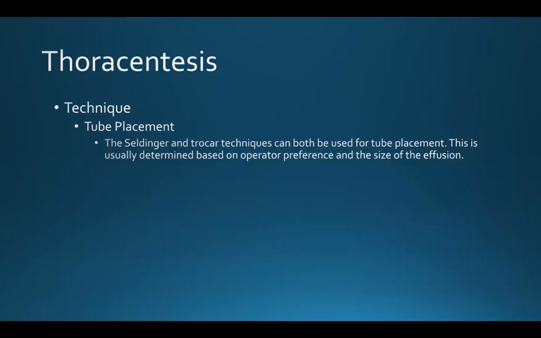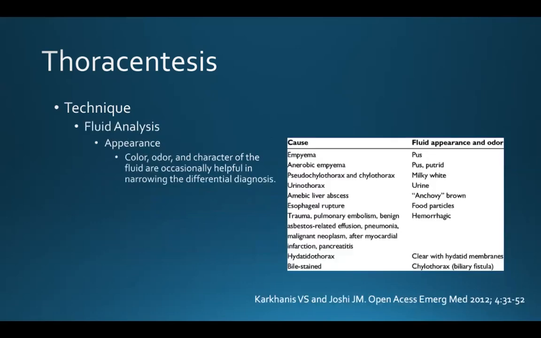In terms of placement, the Seldinger and trocar techniques can both be used for tube placement, and this is usually determined based on operator preference and the size of the effusion. Once we obtain some fluid, we can look at it because this might be occasionally helpful in narrowing the differential diagnosis, and on this slide there is a table which explains what the different appearances may mean in terms of the cause of the effusion.